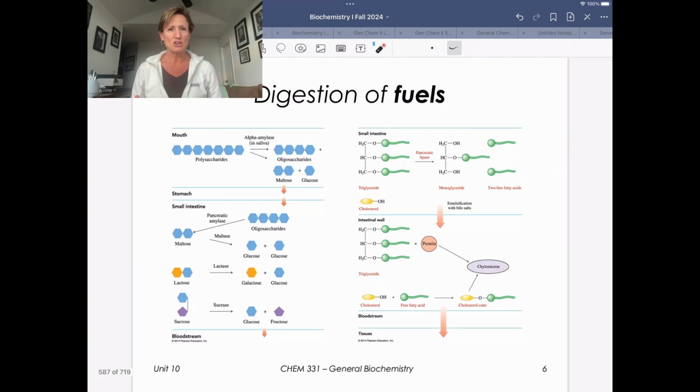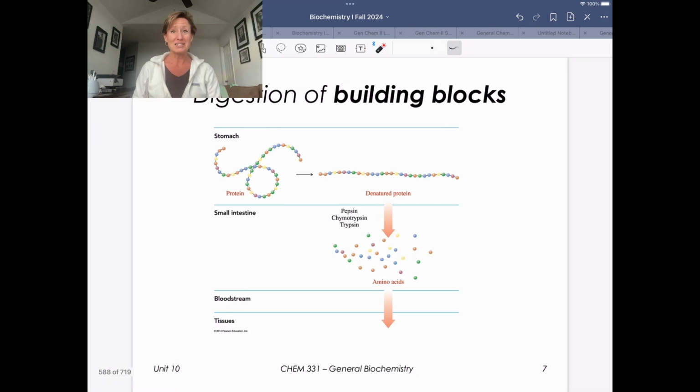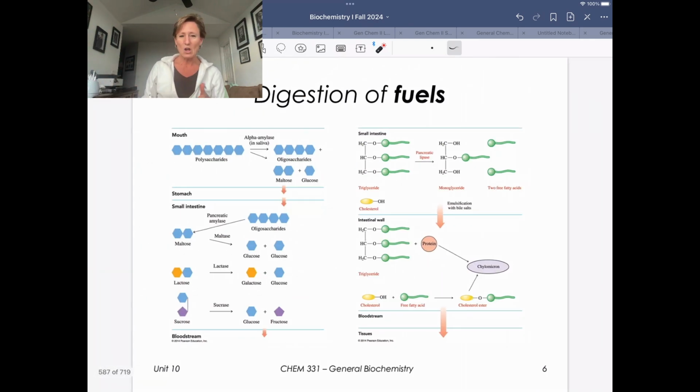in digestion of fuels. So on this slide, I'm going to have carbohydrates and lipids together because those are our fuels. You'll see on our next slide, we're going to talk about digestion of building blocks. So differentiating between proteins and carbohydrates and lipids, fuel molecules, proteins that we consume generally to obtain their building blocks to be able to use for other purposes. Okay, so when we think about fuels, again, we're going to map on some things that we already know, sort of reminding ourselves of some other pieces.